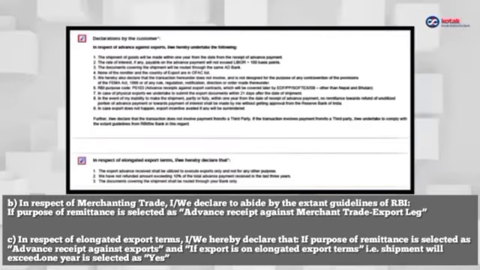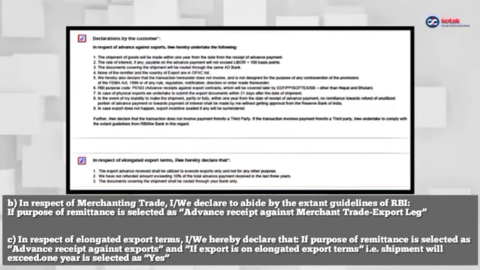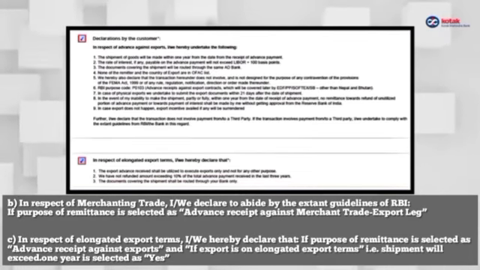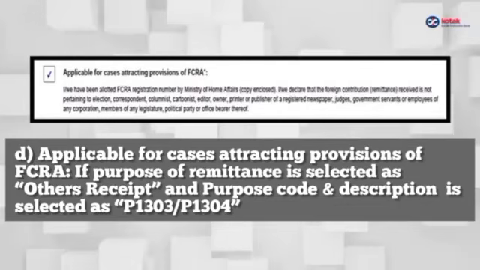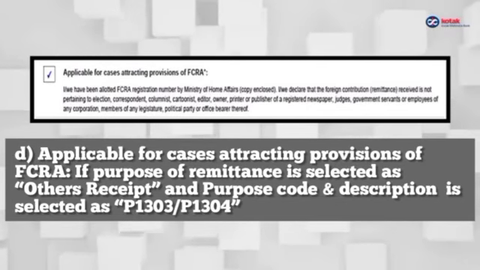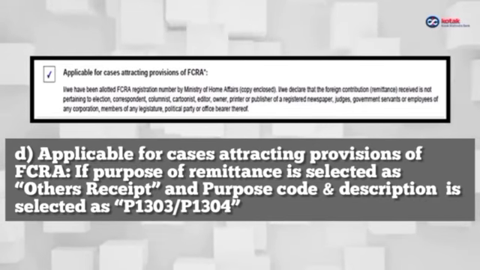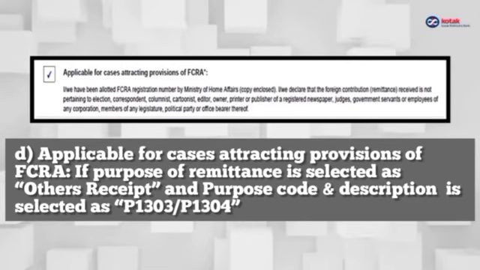In respect of elongated export terms, we hereby declare that. Kindly tick mark the box if purpose of remittance is selected as advance receipt against exports, and if export is on elongated export terms, that is, shipment will exceed 1 year, is selected as yes. Applicable for cases attracting provisions of FCRA. Kindly tick mark the box if purpose of remittance is selected as others receipt, and purpose code is selected as P1303 or P1304.